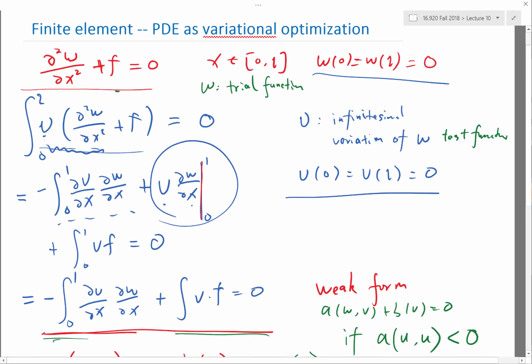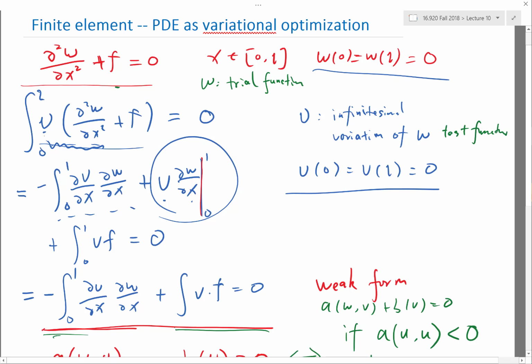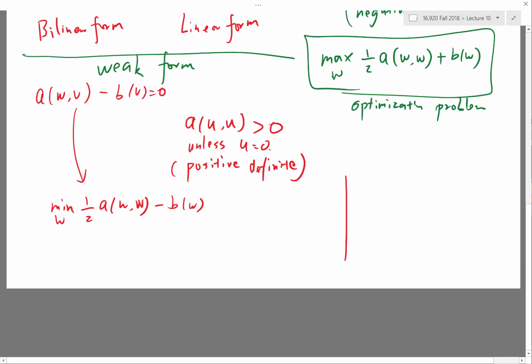Let me give an example. If I have a solution to Poisson's equation, let's say with values at 0 and 1 both equal to 0, but the solution is like this, a tent shape. It makes no sense as a solution to the strong form of Poisson's equation, because the second order derivative is 0 here, and it's not defined at the sharp corner. This doesn't make sense as a solution of Poisson's equation.